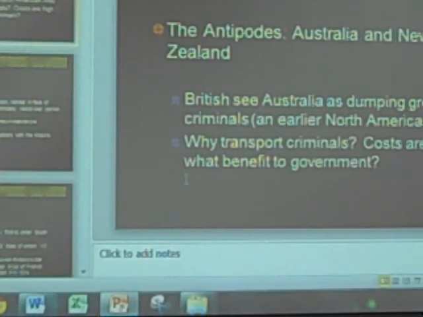So we talk about Australia and New Zealand. The next slide talks about the fact that the Aborigines in Australia and the Maori in New Zealand get pushed back, just like the Native Americans do in the United States when we set up our colonies. South Africa is slide 7.